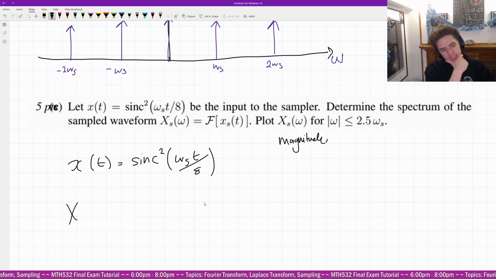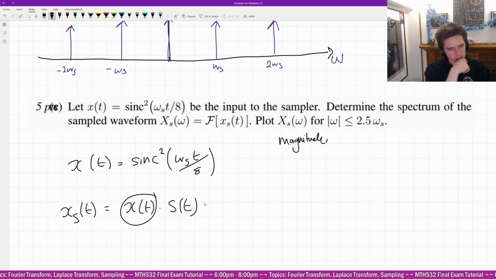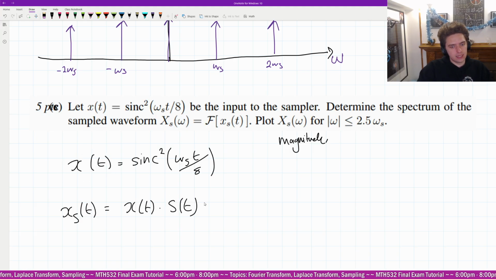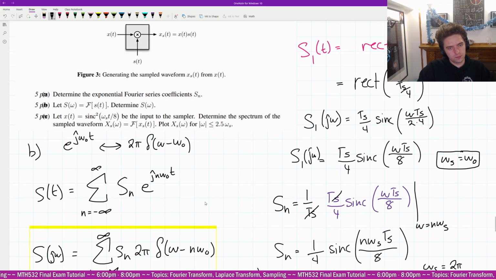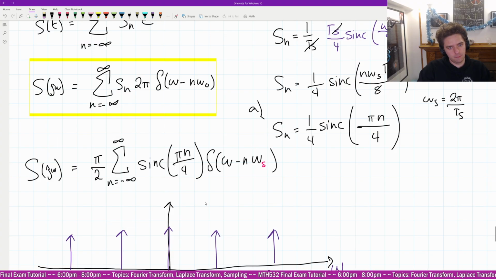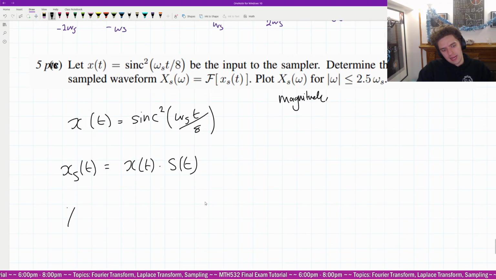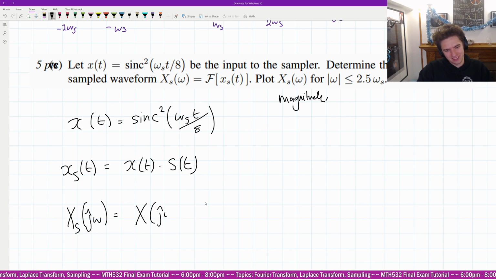So what's our goal? Our goal is to find xs, right? Well, xs in the time domain is equal to x of t times s of t. X of t, that's x of t. S of t, which we have. So xs, which is the thing we're trying to plot, X s of j omega, is going to be X of j omega convolved with S of j omega.